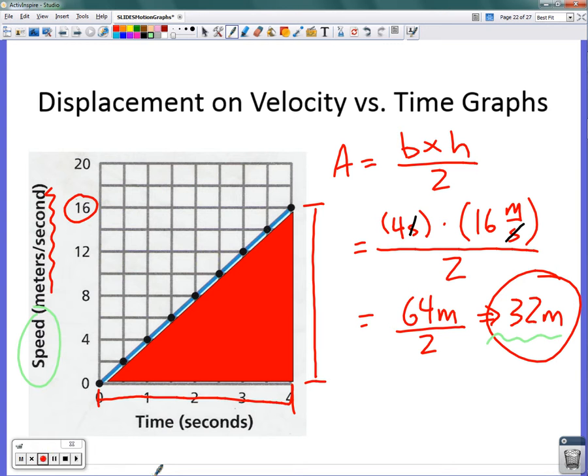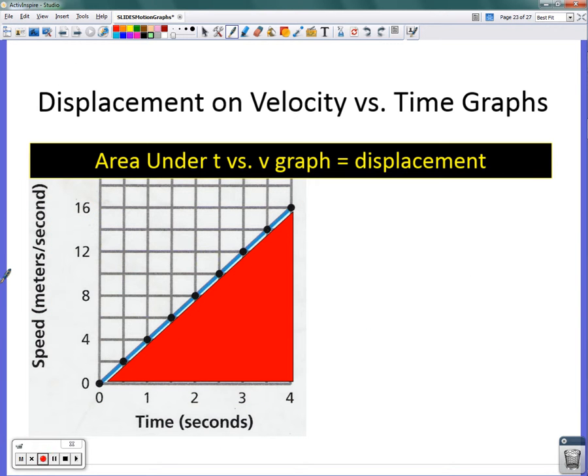So the slope of a speed graph tells us the acceleration, but the area under the curve, this red triangle, represents the displacement of that object during that time. So to summarize, the area under a velocity versus time graph, we should say v versus t here, sorry about that, equals the displacement.